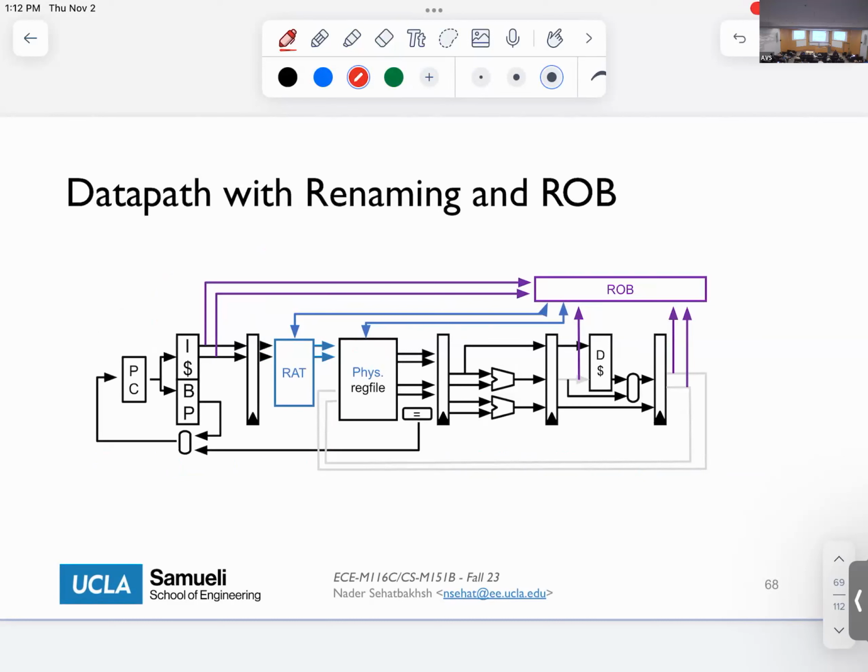The RAT, of course, needs to be added with the ROB. So this is the updated picture, in which you have the ROB and you have the RAT. And as you can see, the RAT is also connected to the ROB because it tells the ROB which one is the older register. The ROB also tells the RAT when to free and when to update. And the RAT basically has the free pool inside it as well. I'm not really showing the free pool, but the free pool is within this module. So it's a RAT and a free pool within this box that I'm showing here.